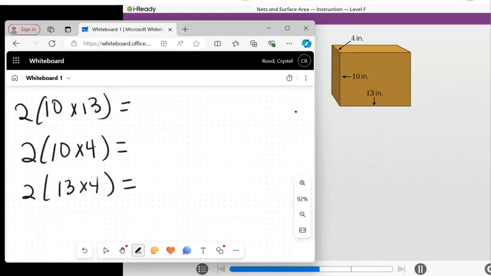So now I can multiply. 10 times 13 is 130. Double that is 260. And then 10 times 4 is 40. Double that is 80. Now 13 times 4. 4 times 3 is 12. 4 times 1 is 4 plus 1, 52. I should put that right here. 52. And then double 52 is 104.